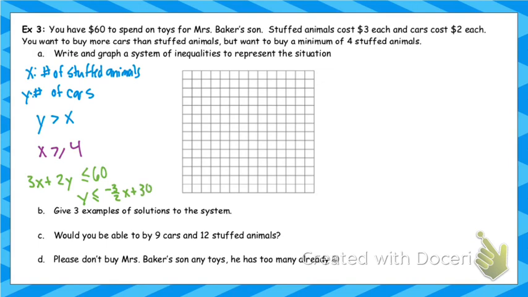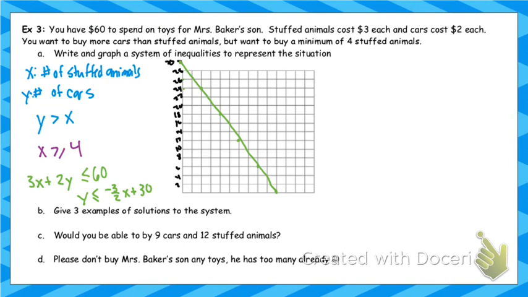All right, so now let's go ahead and actually graph these values. So I'm going to go ahead and label this by 2. So 2, 4, 6, 8. And then 30 will be 1 off the graph. So I'm going to start by graphing that negative 3 halves x plus 30. So from 30, I'll go down 3 over 2, down 3 over 2, down 3 over 2. It is a solid line, and I'm going to wait on the shading until the end.